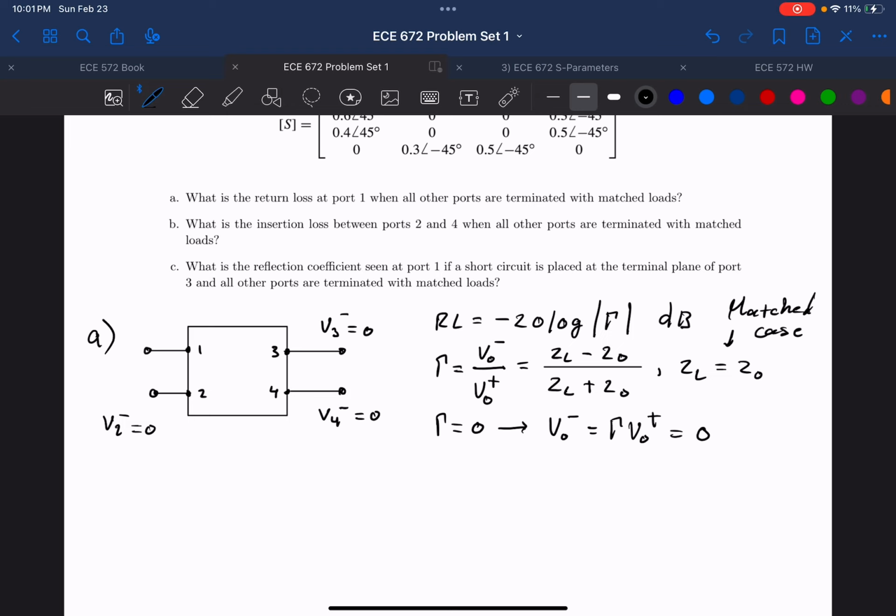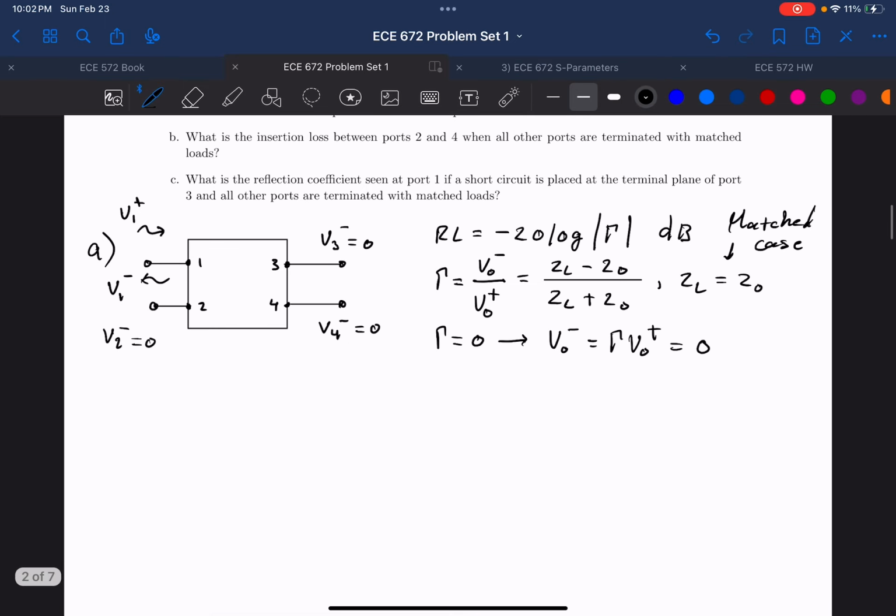So the return loss is really just asking the question of how much reflection there is at port 1. So we introduce a signal into port 1, we call this V1 plus, and measure what comes out of port 1, which is V1 minus. We're really asking V1 minus over V1 plus equal to S11. The return loss will be equivalent to minus 20 log magnitude of S11.